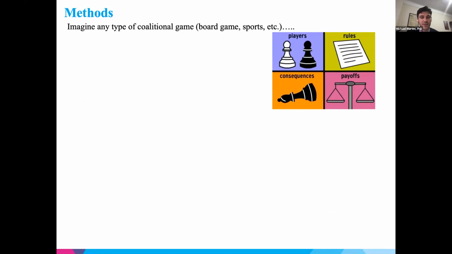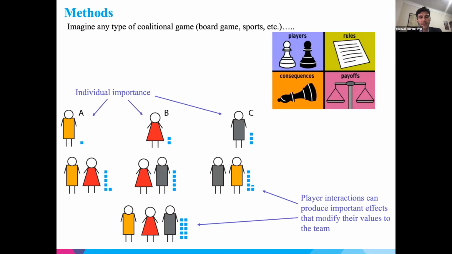You can imagine any type of team-based game that you want. It'll likely involve players, some set of rules that in turn result in consequences and payoffs in the game. And abstractly speaking, each player in the game may have certain skills or abilities that confer increased or decreased value to the overall outcome of the team. And in addition to their own individual value in the game, you can imagine that certain combinations of players might work better or worse together than others, which may ultimately impact the team's final result.